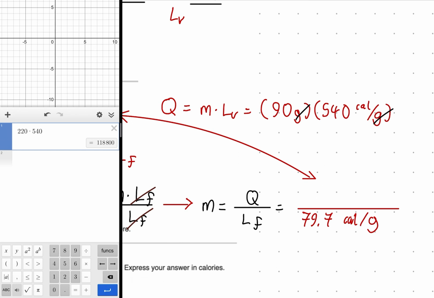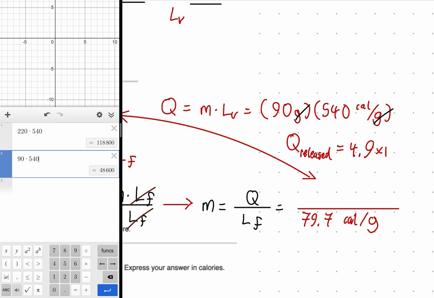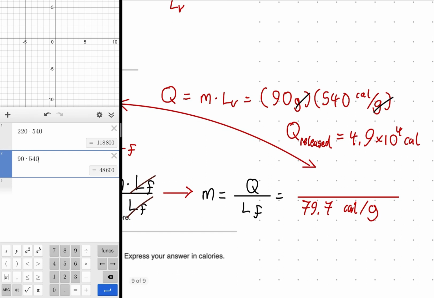All right, so let's calculate it over here. 90 multiplied by 540. Looks good. All right, so right here, Q, and this is Q released, is going to be 4.9, if I'm going to write it as a rounded value to two significant figures, times 10 to the fourth calories. Good, okay, not joules, because we're working in calories here. All right, so that's the value that's going to go right up here, 4.9 times 10 to the fourth calories.